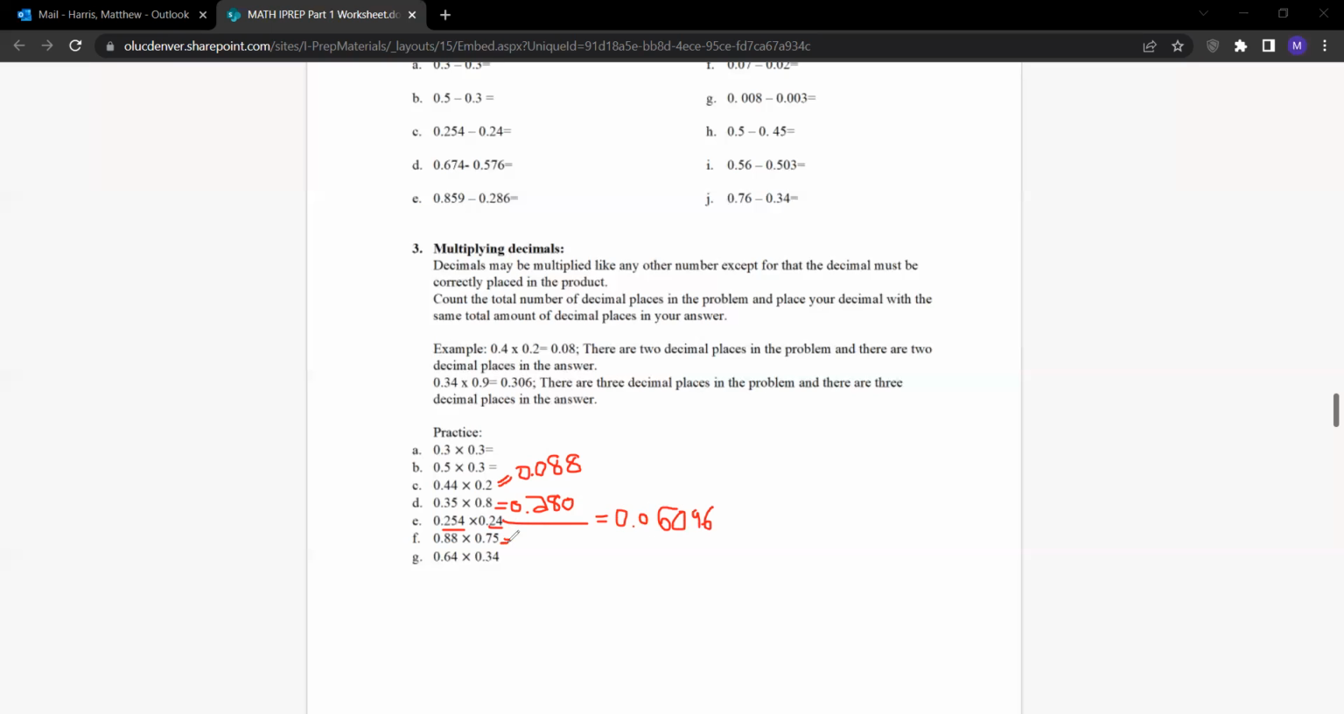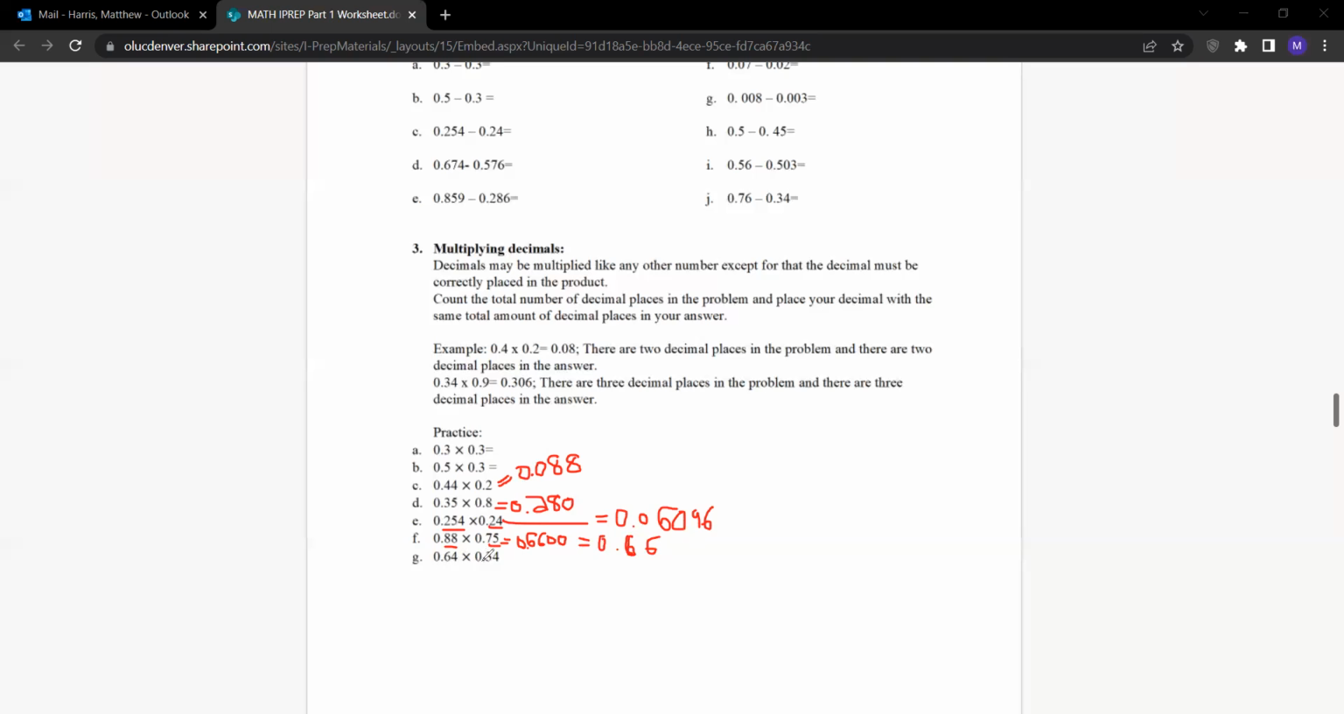So next one we have 0.88 times 0.75. We get this, it's going to be 660. Sorry, 6,600. But we can move the decimal spot 4 because we have 1, 2, 3, 4. So 1, 2, 3, 4. 0.6600 or 0.66 if you don't want to put the extra zeros.